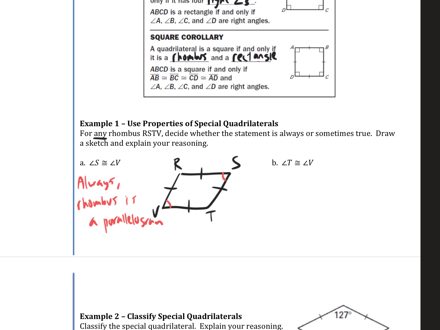How about this one? Angle T is congruent to angle V. We'll use a different color. We can see now that these are not really the same angle, right? This is wider, this is shorter, that's an obtuse and acute angle. So are these congruent or no? The answer is no, because this is like a normal rhombus. So when would it be true? It would be if the rhombus was a square, right? So this is going to be sometimes. It's not always, because we can tell it's not in this case. But if it is a square, then we can assume that those are going to be congruent. Okay? All right, sounds good.